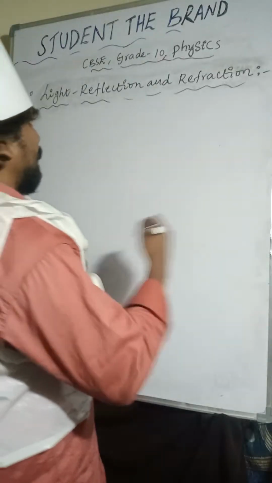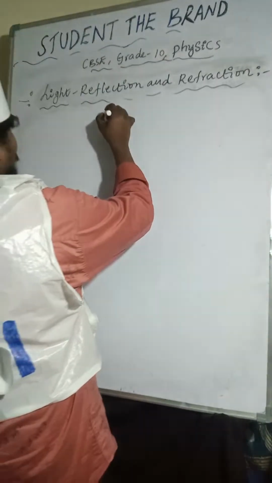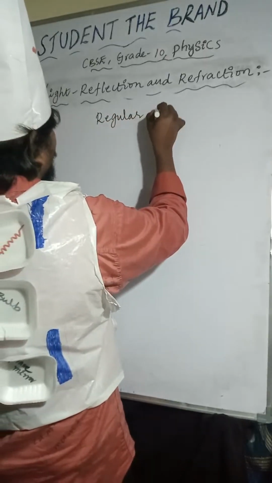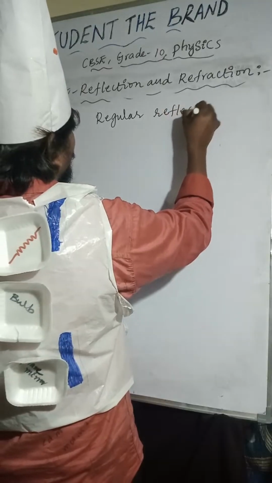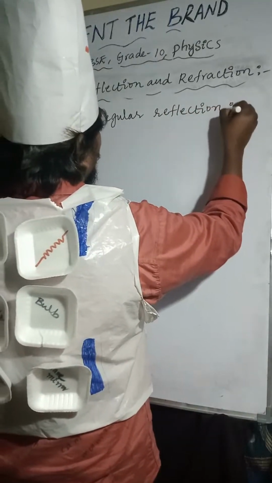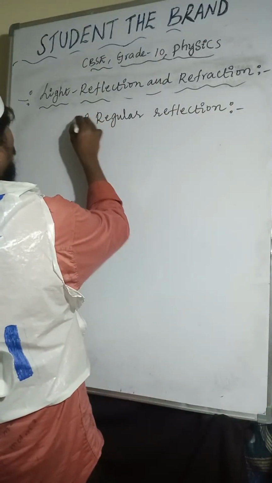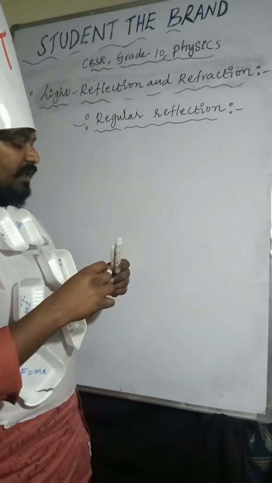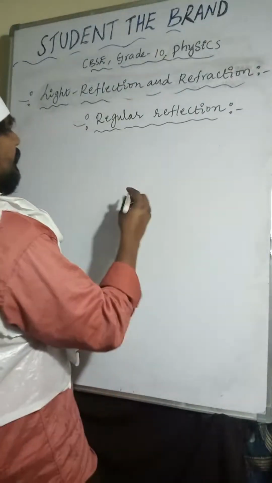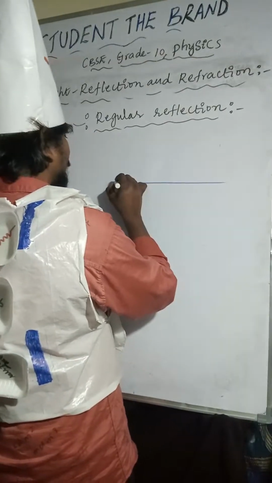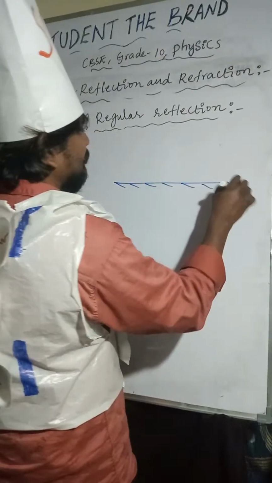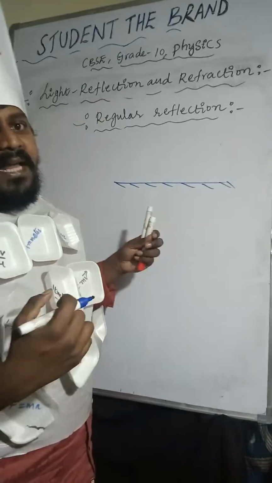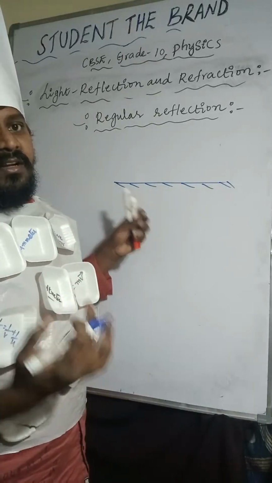Now we will discuss regular reflection and irregular reflection. What is regular reflection? I'm taking a plane surface. If all incident light rays are parallel, and the reflected light rays are also parallel to each other, that type of reflection is called regular reflection.